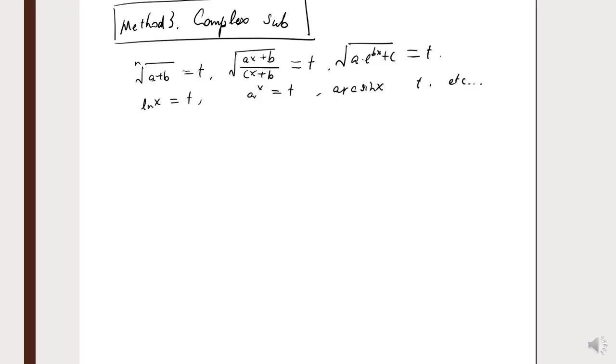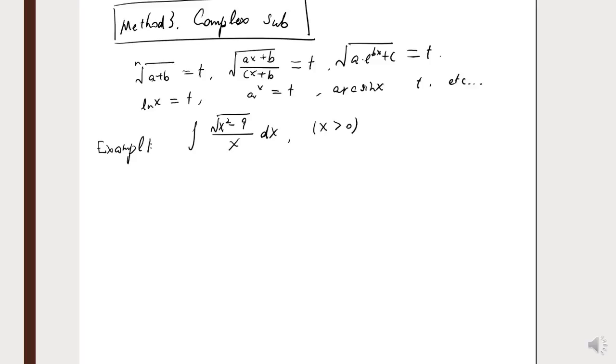Alrighty, so we have been talking about those three integration methods. Now it's time for us to look at one example. Example 1: we have such an integration. Of course, it's an indefinite integration.